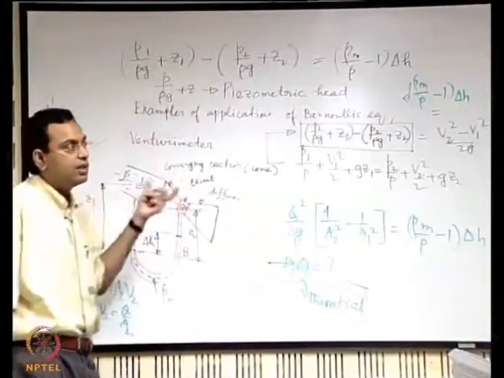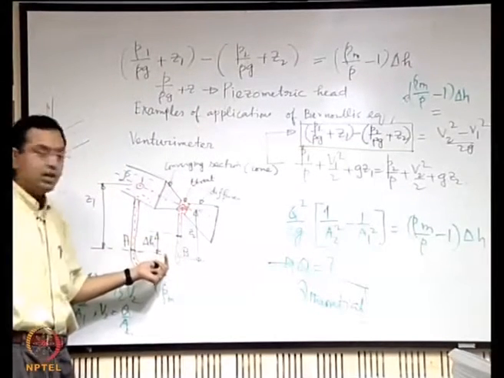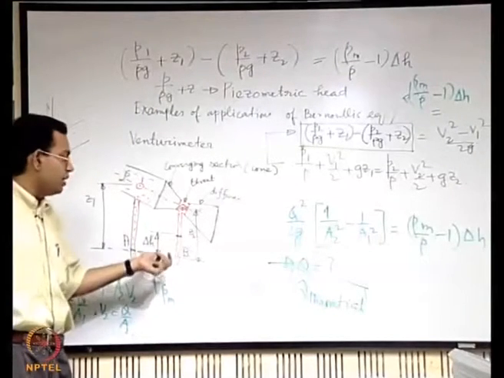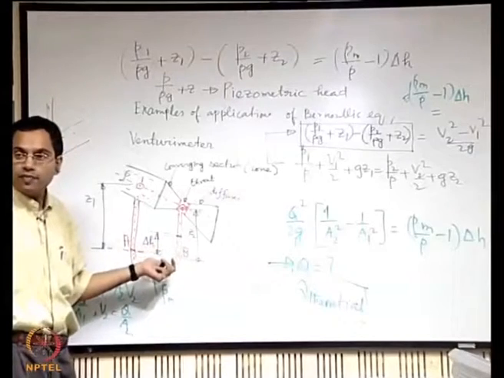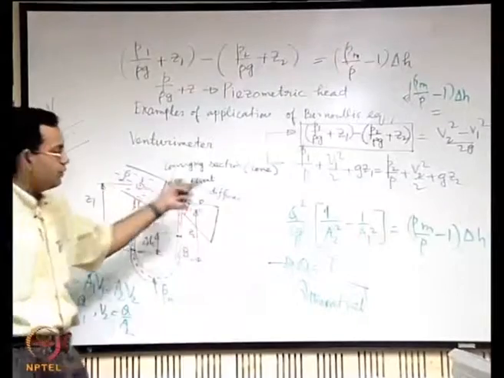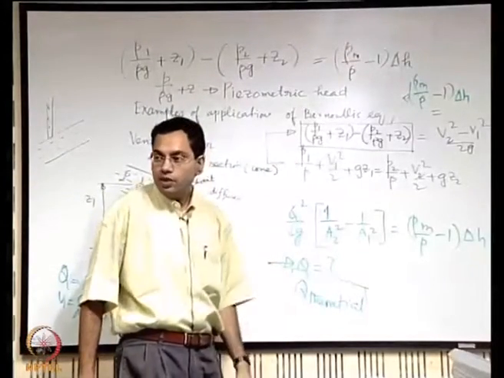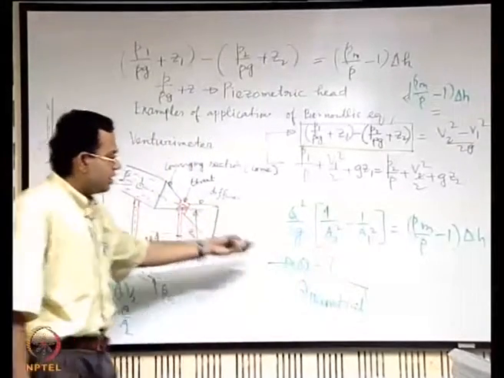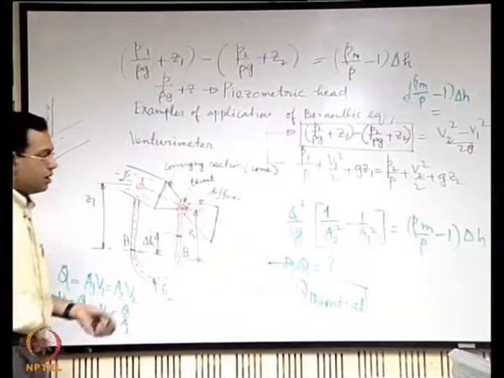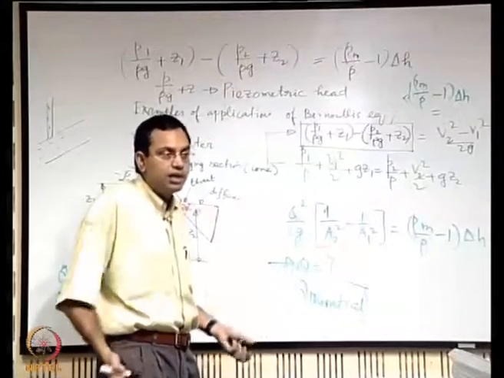So the difference in piezometric head is reflected by the difference in the heights of the liquid columns in the two limbs, and that delta H therefore will be an indicator of the rate of flow, which we found out by utilizing the Bernoulli's equation. The question is, is it a very reliable way of finding out the flow rate? The answer is straightforward in some sense: it is not that reliable.